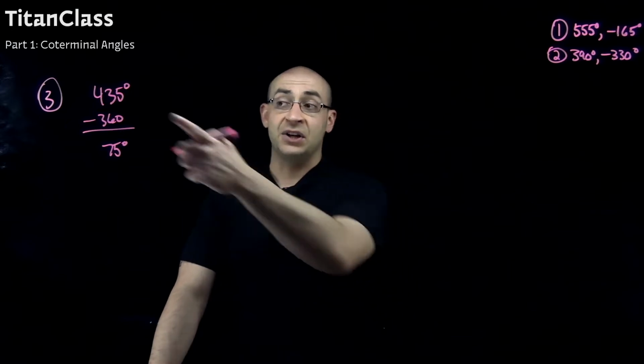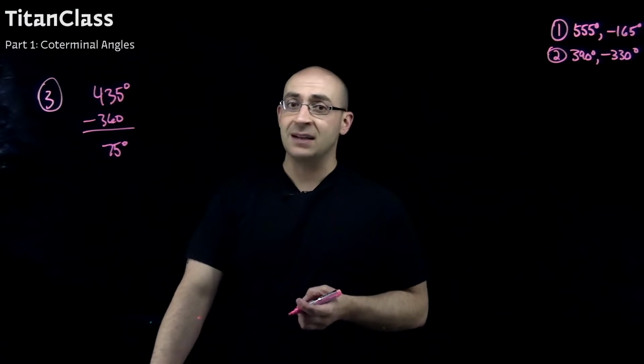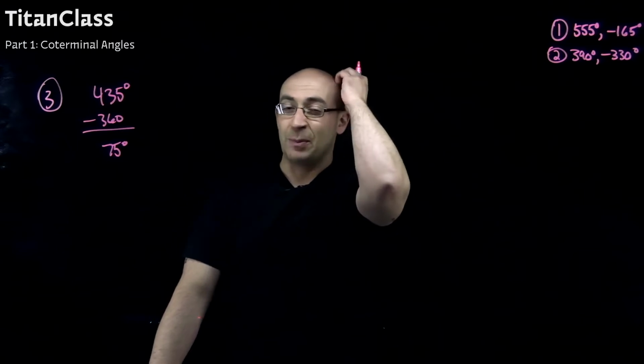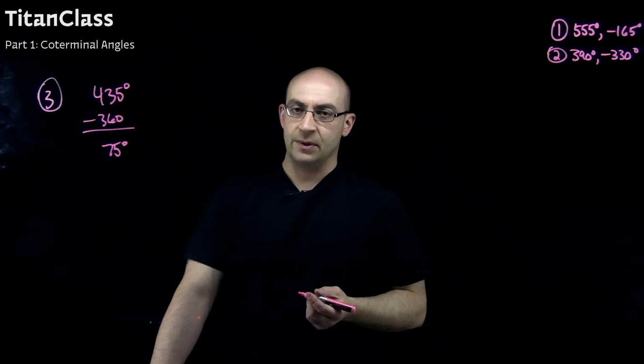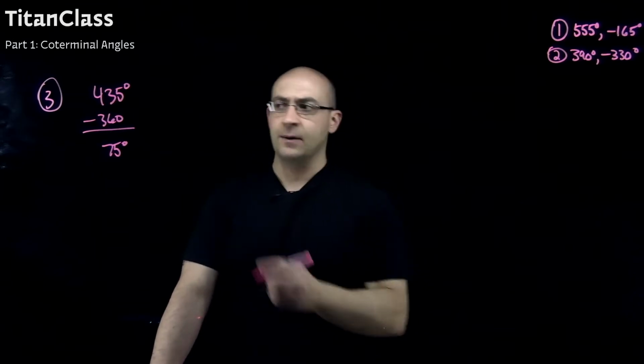Now, I could have added 360 to 435 and gotten, I don't know, 795. Yes, and that is a positive coterminal angle. Either one's fine. Anything you do on a piece of paper, though, in terms of something created by a computer, it's going to have 75 as your answer choice over your 795-degree angle.